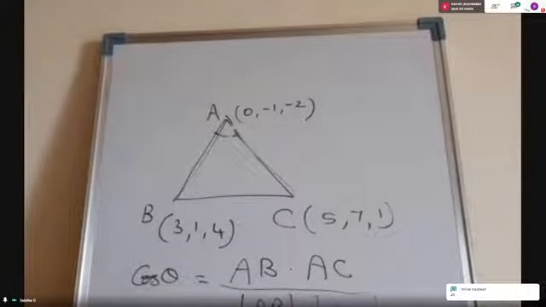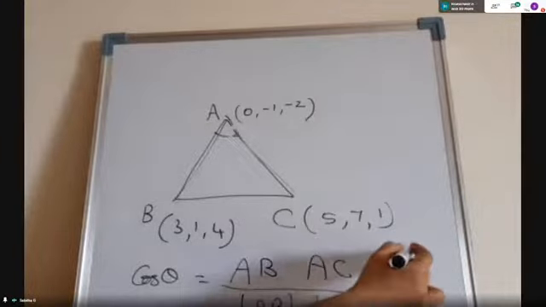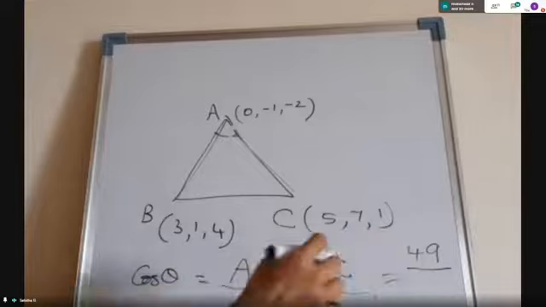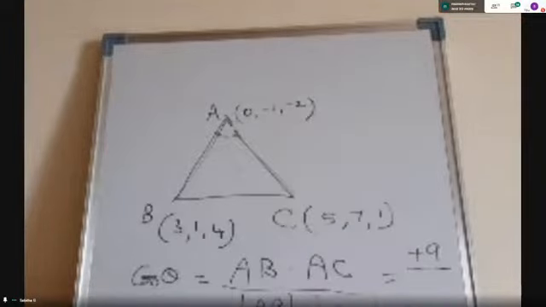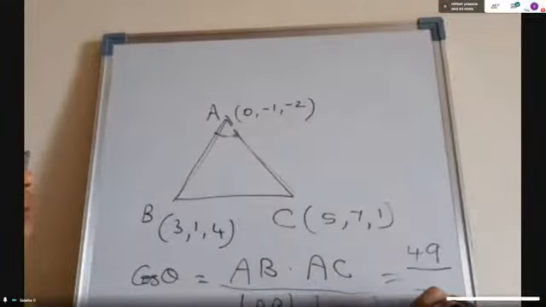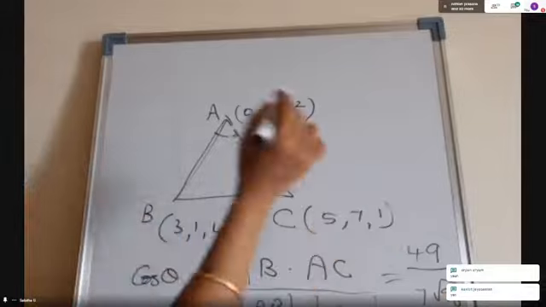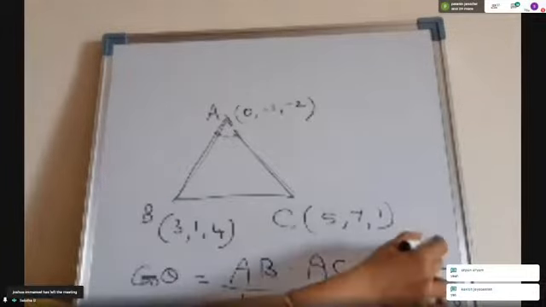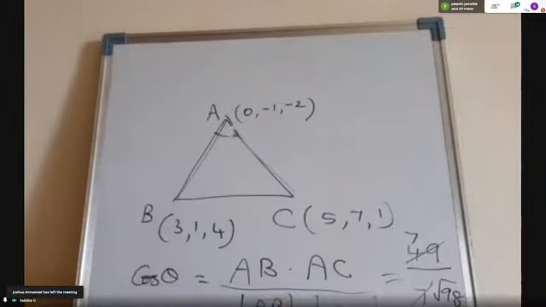AB dot AC is 49. What is mod AB? Root 49, which is 7. What is mod AC? Root 98. So this 49, this is 7.